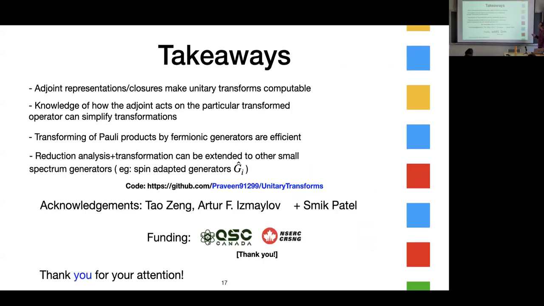So the main takeaway from my presentation is that adjoint representation closures make unitary transformations computable. And we've seen that in most known cases, this seems to be the case. We haven't found any other cases. Knowledge of how the adjoints act on a particular transformed operator can simplify transformations. In particular, this makes product transformations cheaper. And this reduction analysis can also be carried out for the operators which Paarth mentioned, the spin-adaptive generators. If you want to do this analysis for operators of your interest, you can look at my code here.